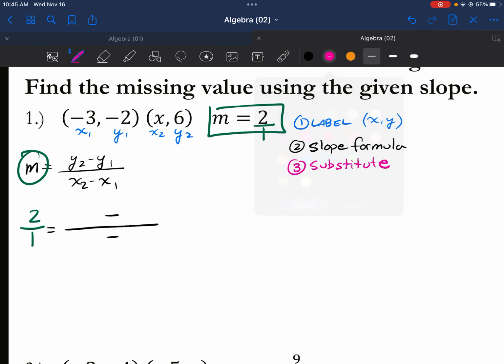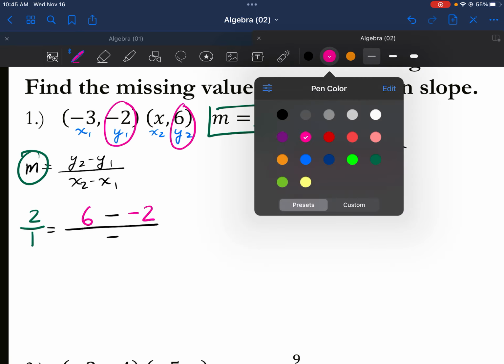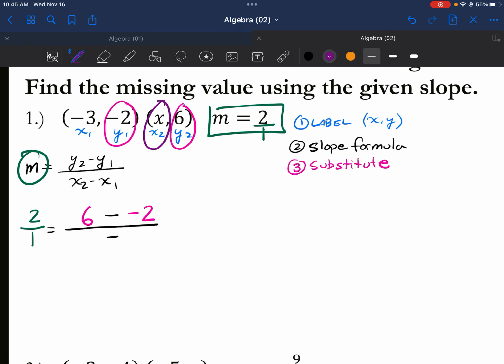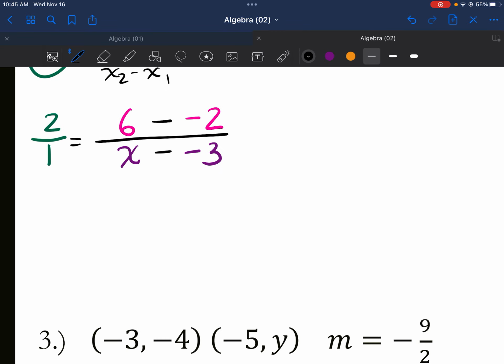Then I'm going to substitute my y2 and my y1. 6 minus negative 2. I'm also going to substitute my x2. Well, that one is just x. So you put x, right? There's no number. And then I have my x1, which is negative 3. I'm going to simplify these so they look a little bit cleaner when I'm doing the calculations. You do not have to simplify it like this, but you can.